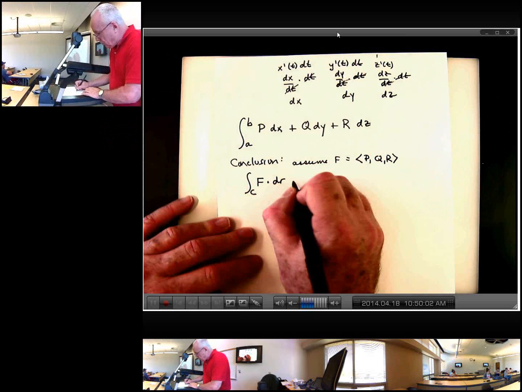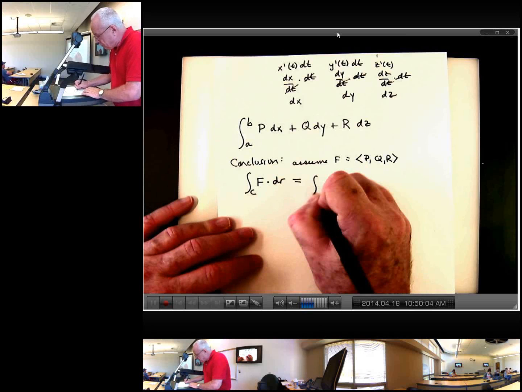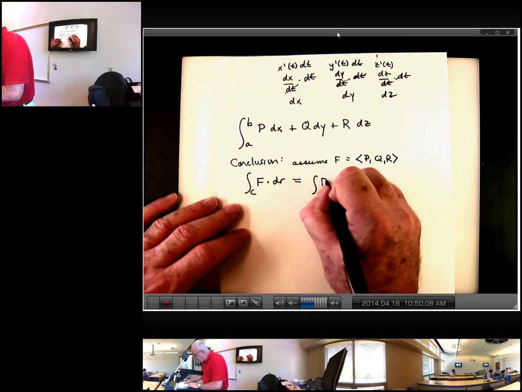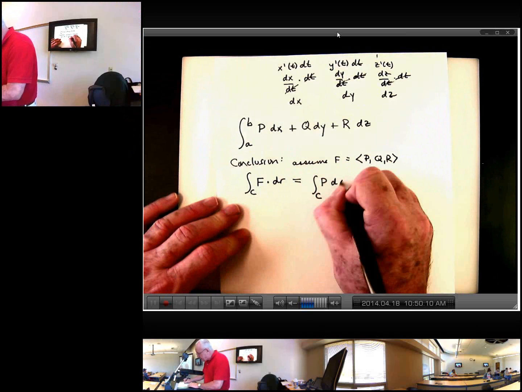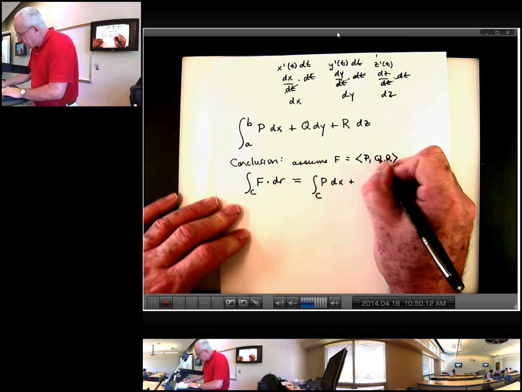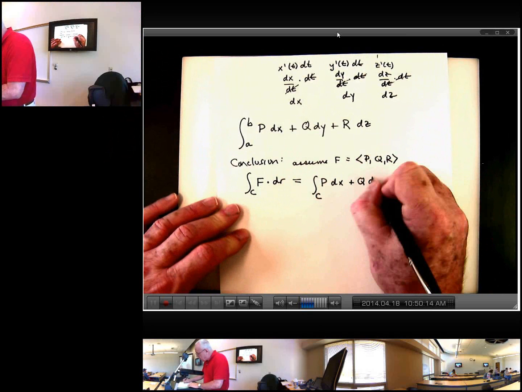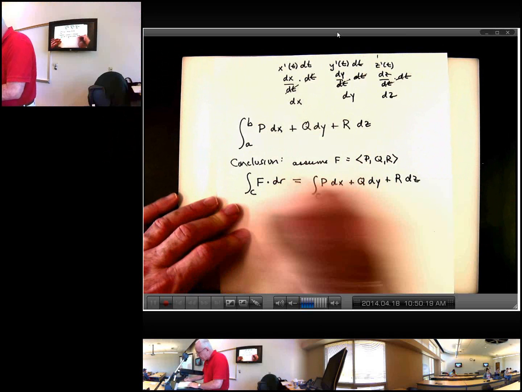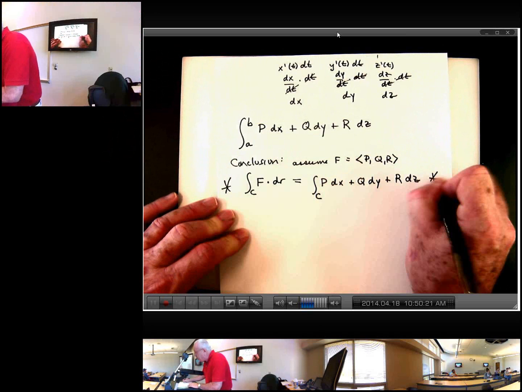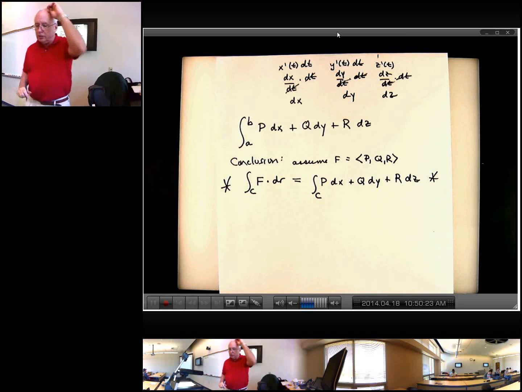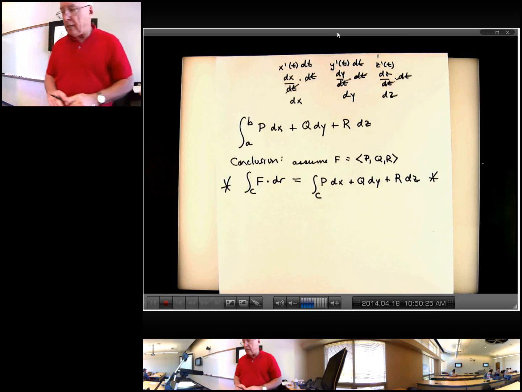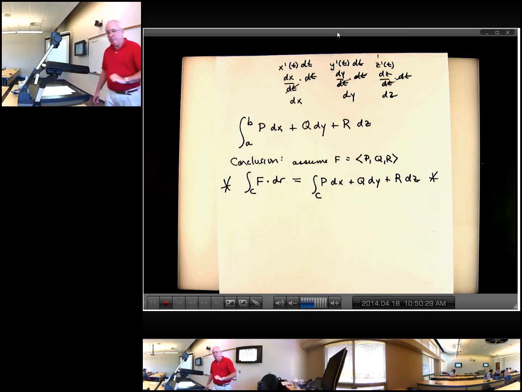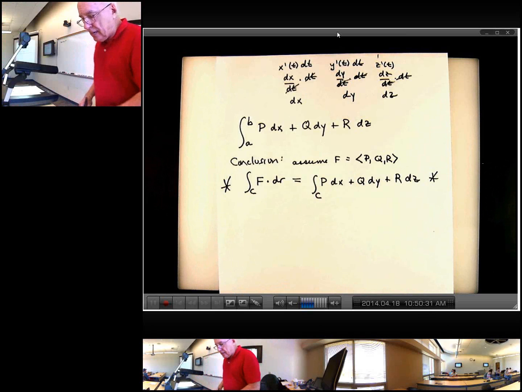This equals the line integral along c of the first component, p dx, plus the second component, q dy, plus the third component, r dz. I think I'll put asterisks around that so that you guys make sure you remember that, all right? And this actually will come in handy in the next section.